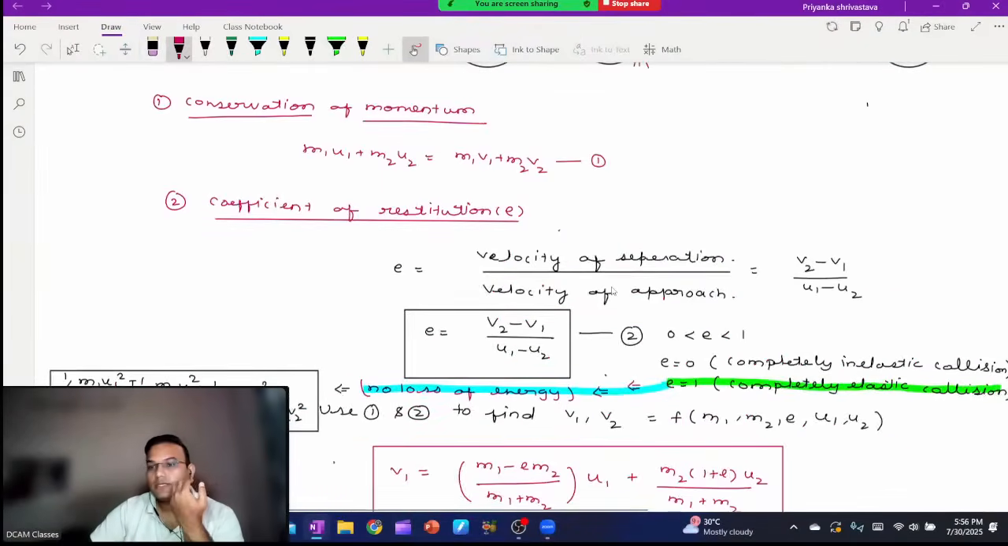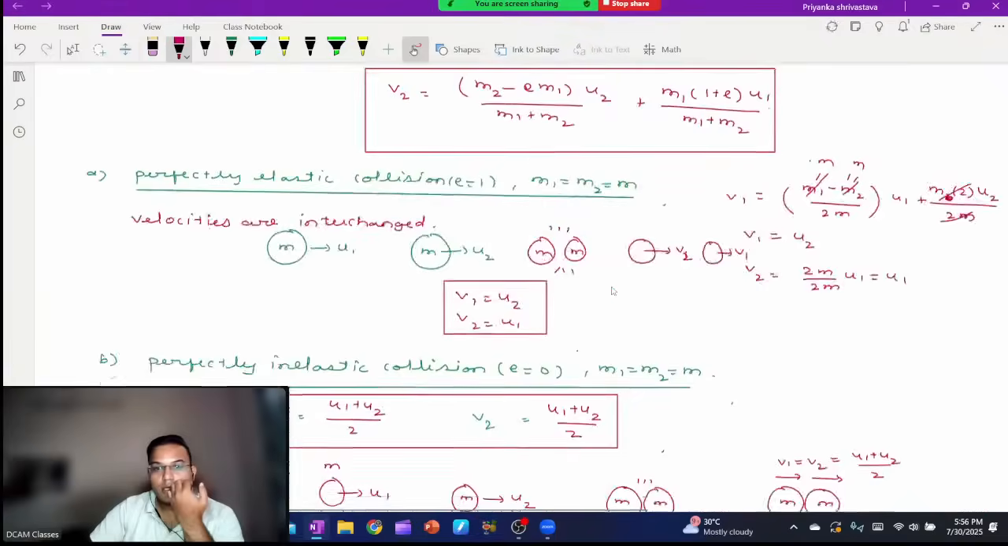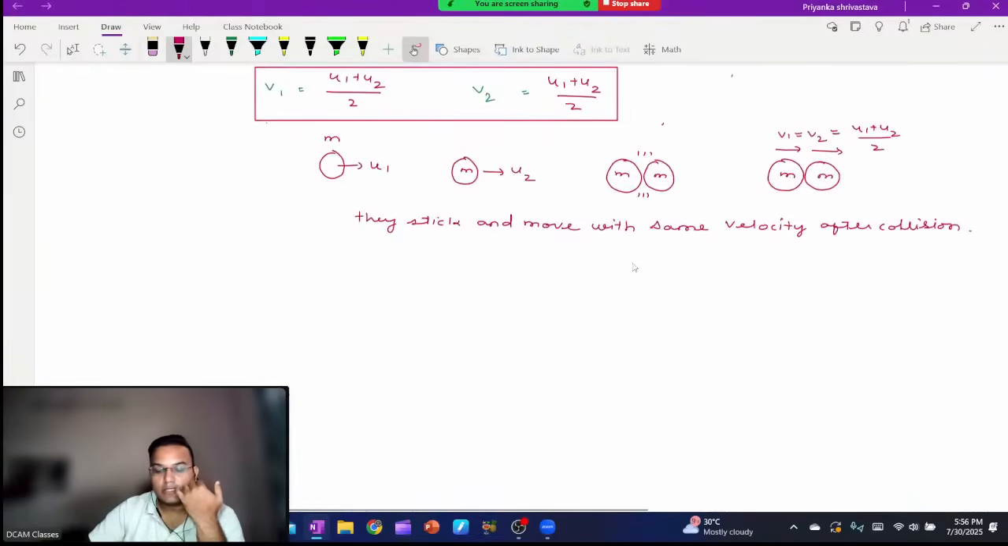This is about the collision part. And probably in the next class, I'll give you the problems related to this. Now, just try to solve it very quickly. One question I'll give you.